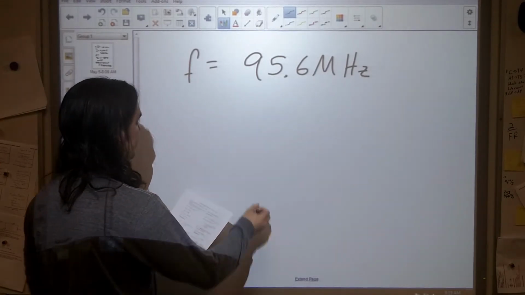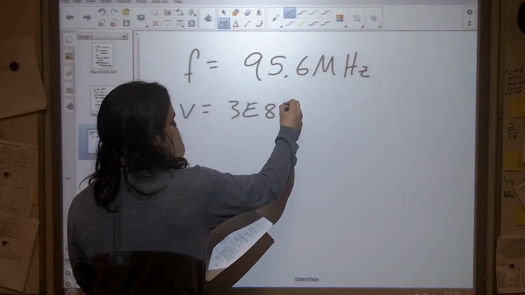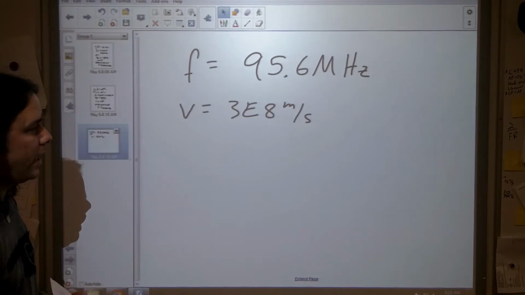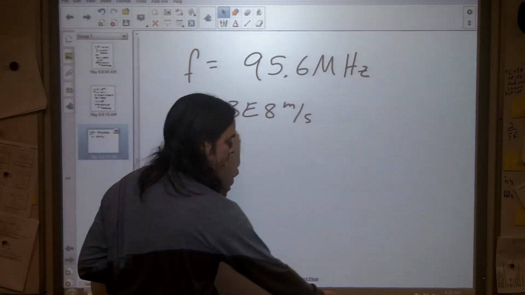Radio waves travel at the speed of light, which means that they have a speed of 3 times 10 to the 8th meters per second. Now, this is one that I introduced briefly in class, but we didn't talk a whole lot about, so I wanted to have a video to go along with that.